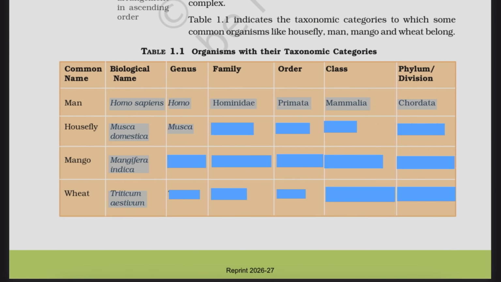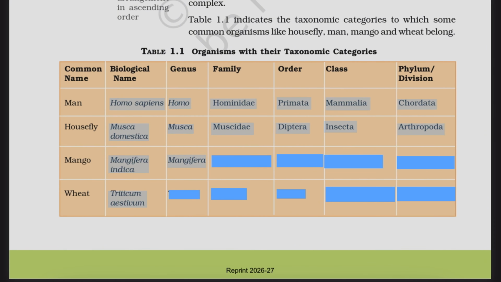What is the genus for the biological name Musca domestica? The answer is Musca. What is the family for housefly? The answer is Muscidae. And what is the order? Diptera. And what is the class? Insecta. And what is the phylum or division? Arthropoda.